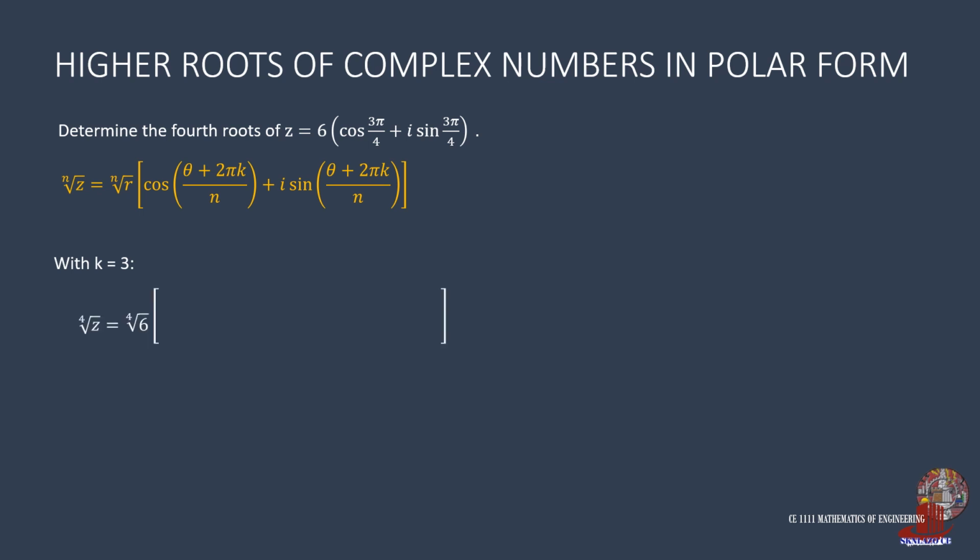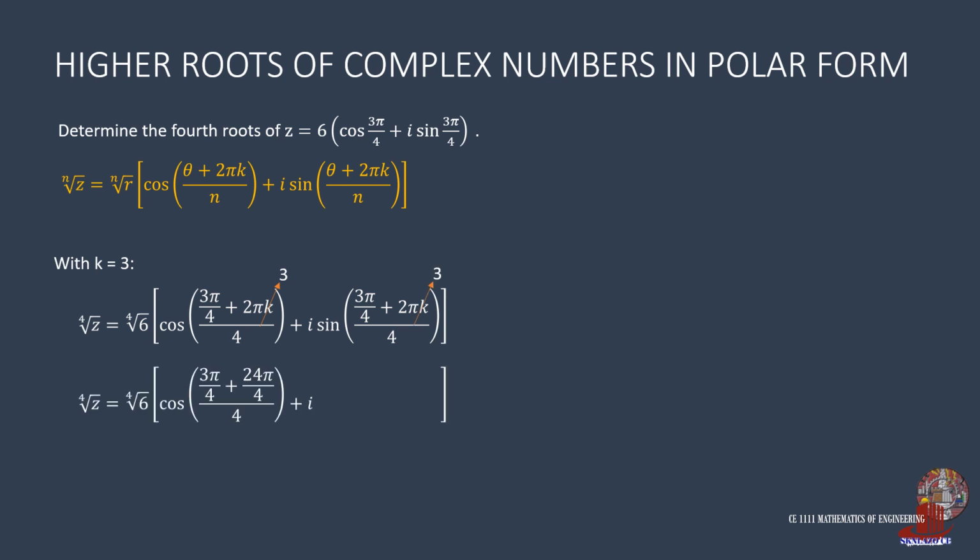With k equal to 3, the formula with 2 pi k becomes 6 pi. But then we need to take its equivalent fraction form to be added easily to the argument. So the formula becomes the fourth root of 6 times cosine of (3 pi over 4 plus 24 pi over 4) divided by 4. Then the term with i times sine has the same argument. So adding the arguments, we get 27 pi over 16, resulting in the fourth pair of roots as positive and negative 1.57 times cosine of 27 pi over 16 plus i sine of 27 pi over 16.